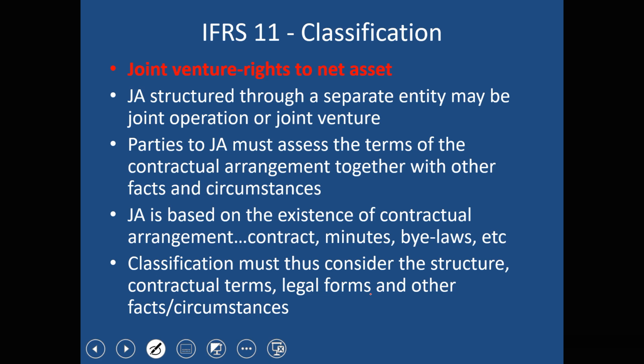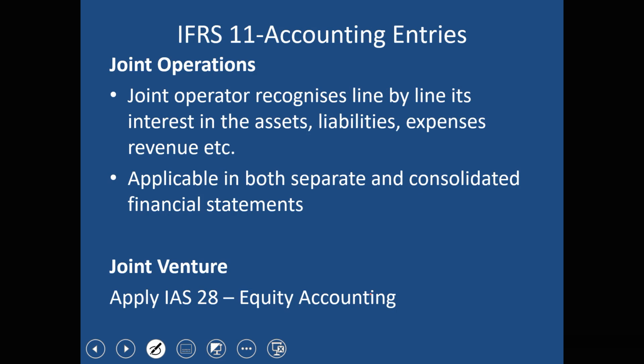Now, parties to a joint arrangement must assess the terms of the contract. So it's an agreement, it's a contractual arrangement. We must agree, and it may be through the minutes or bylaws. So it's a written arrangement of what we want. It is based on the existence of a contractual arrangement. It may be a contract, minutes, bylaws, etc. And the classification must consider the structure of the arrangement, the contractual terms, the legal forms, and other facts and circumstances as may be present to the investors.